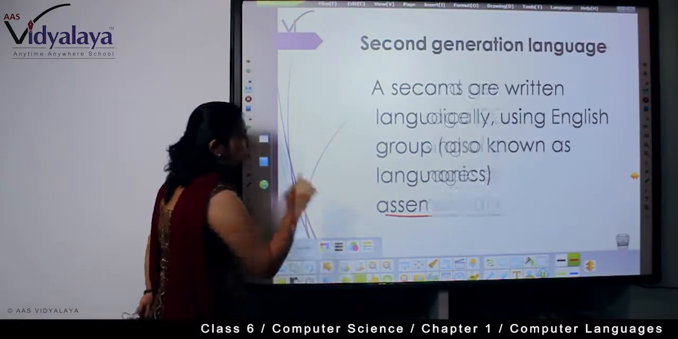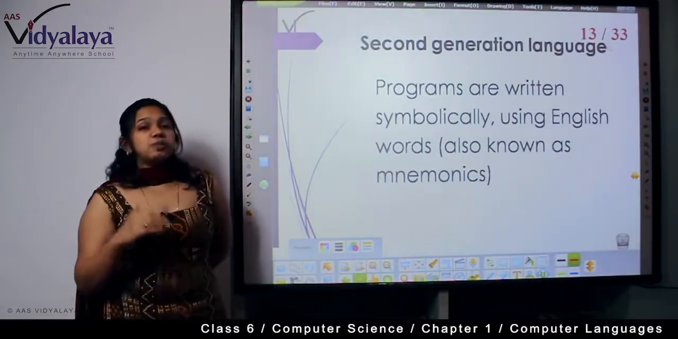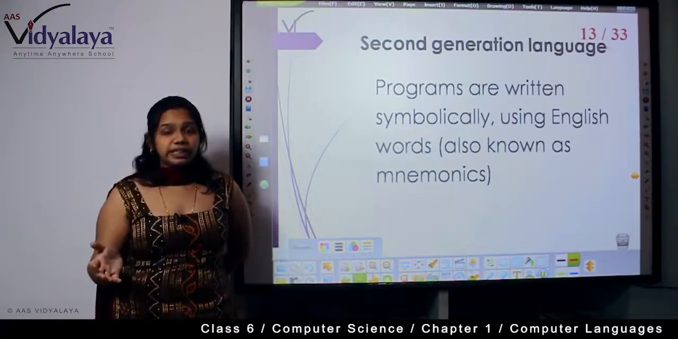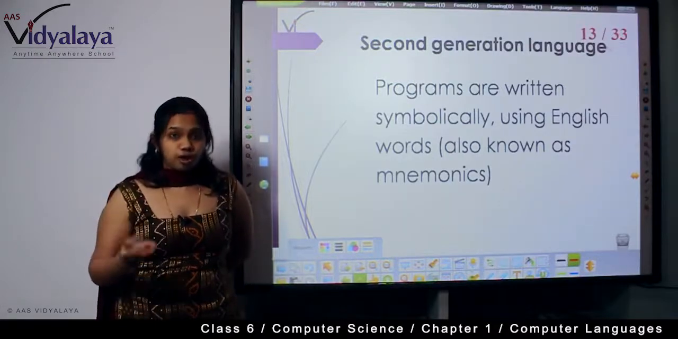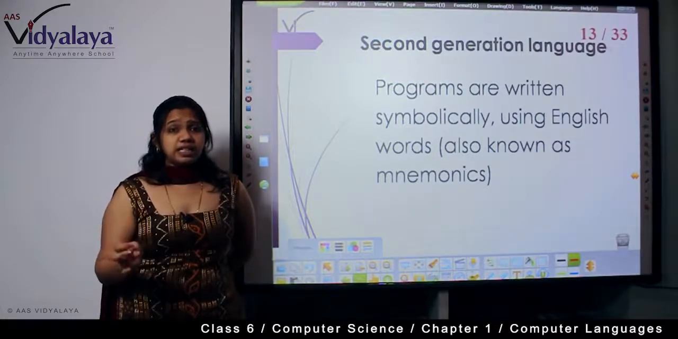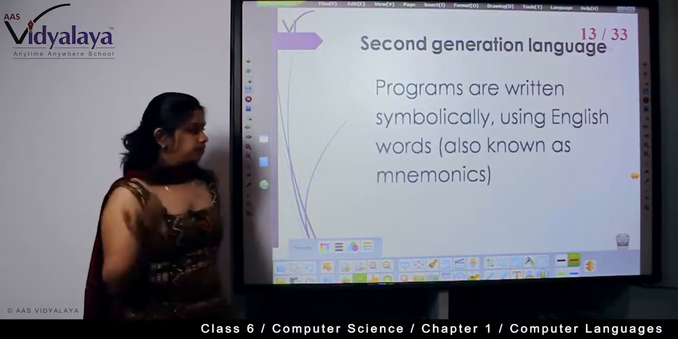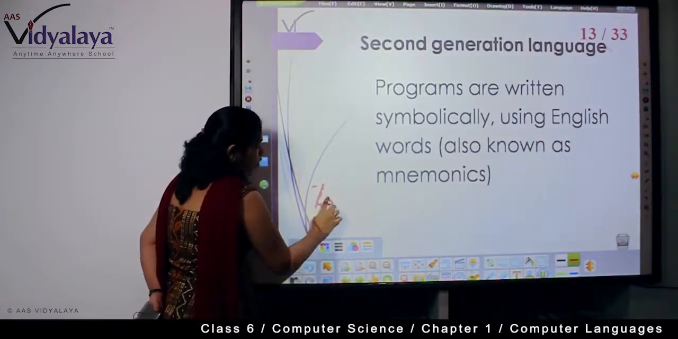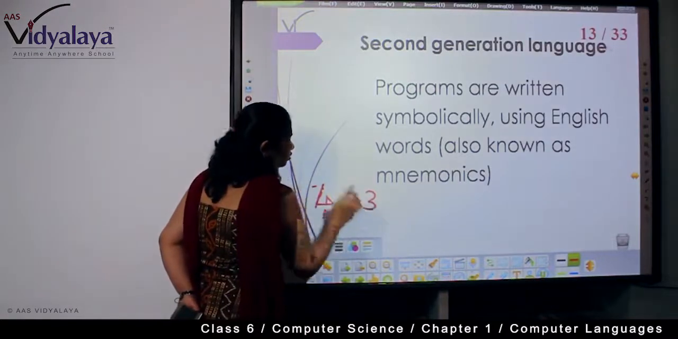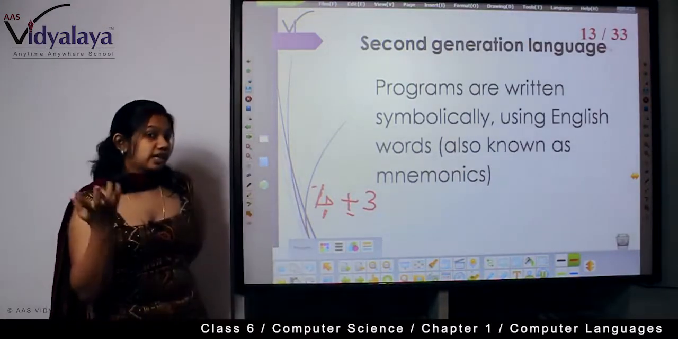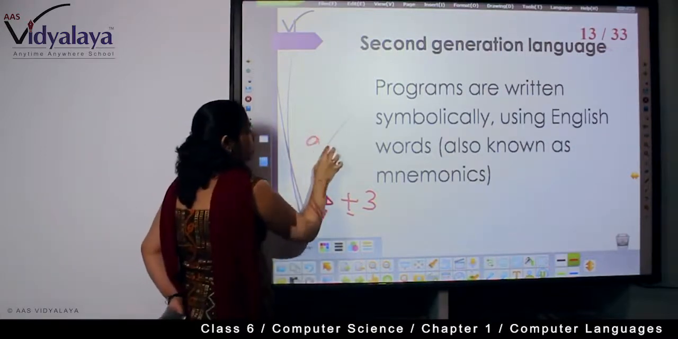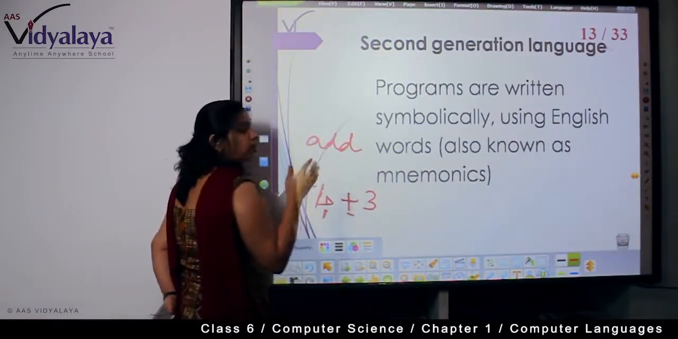Okay? Yes. So programs are written symbolically. What do you mean by symbolically? It means either short form or representing it in an image format. For example, I am asking you to add 4 plus 3. How would you say that to another person? You would say, please add 4 and 3.